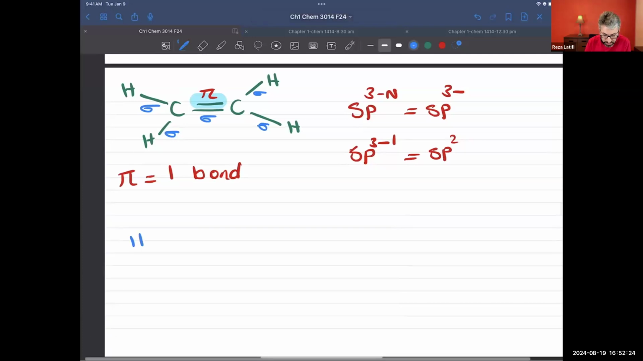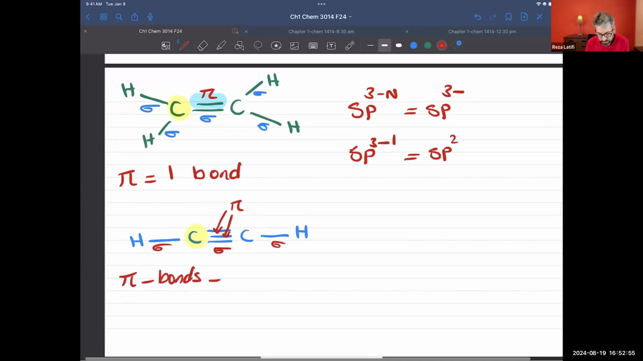We have a carbon with a hydrogen attached, and there is a triple bond, then another carbon, and again a hydrogen. What's the hybridization? Pick any element, let's say that carbon. In this case, I have sigma, sigma, sigma, and these two are pi bonds. So the number of pi bonds is equal to 2.